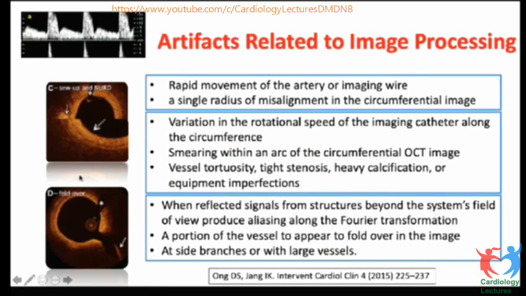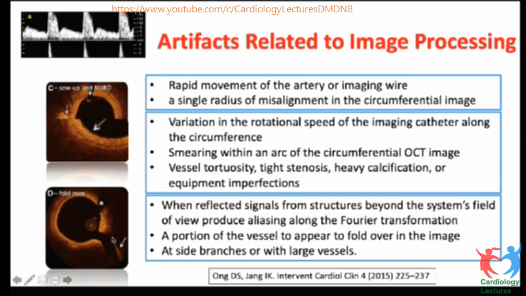We already explained that the field of view of OCT is limited. Suppose you encounter a big vessel, such as a left main bifurcation. The reflector signals usually come from beyond the field of view of the system, and that results in aliasing in the Fourier transformation. This is exactly what happens during pulse wave Doppler imaging, when the velocity goes beyond the system's limits, producing aliasing or foldover. This information is folded toward the opposite side.